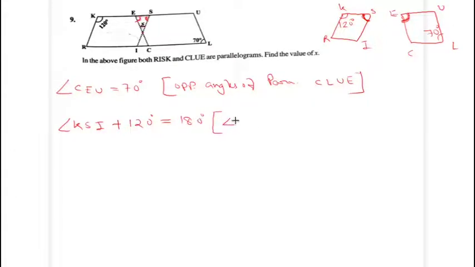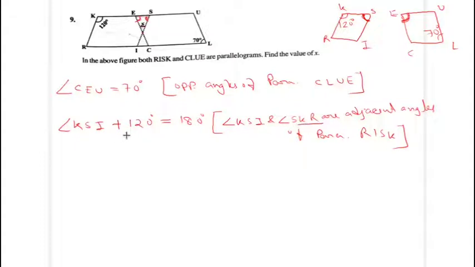Angle KSI and angle SKR are adjacent angles of parallelogram RISK. In place of SKR I have directly written 120 degrees. So angle KSI equals 180 degrees minus 120 degrees, which equals 60 degrees. So finally we have got the value of these two angles.